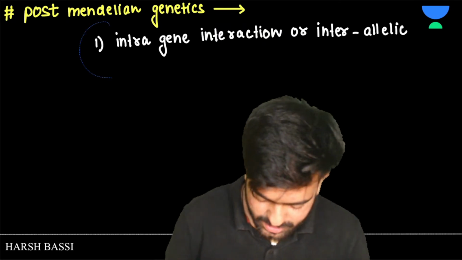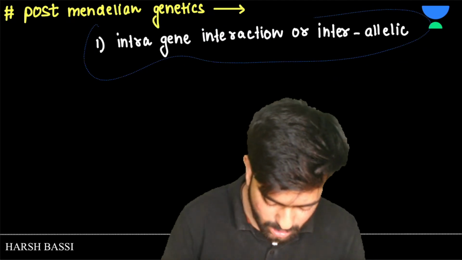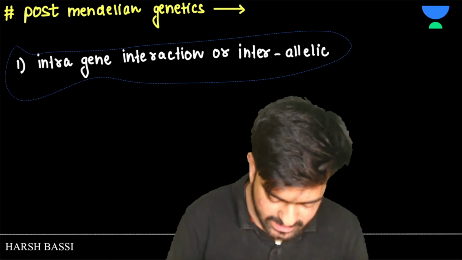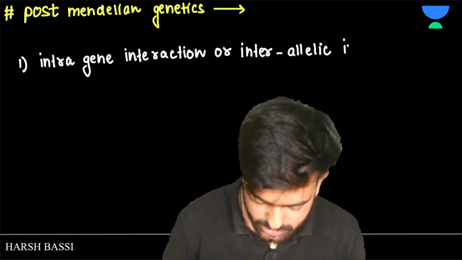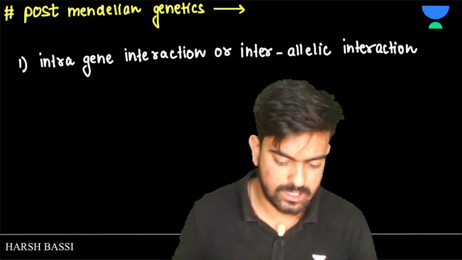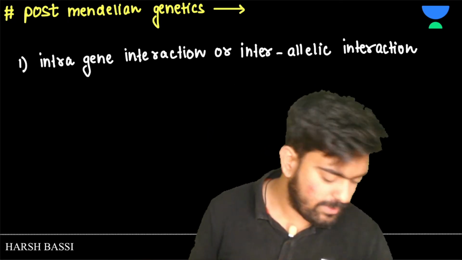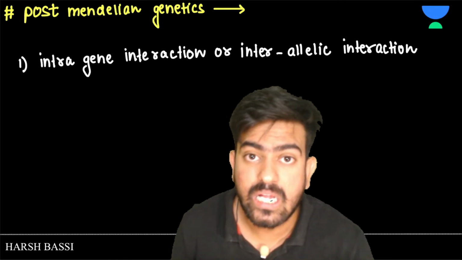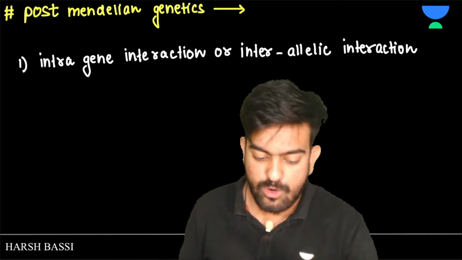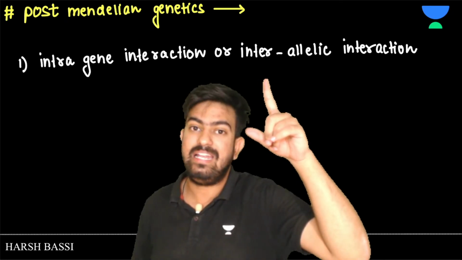Inter-allelic interactions. One second, people. This can be called inter-allelic interactions. The first case we are going to see. Clear? Okay, sir. Now, the very first example of this is incomplete dominance. What's the meaning of this heading, sir? Intra-gene interactions or inter-allelic interaction.